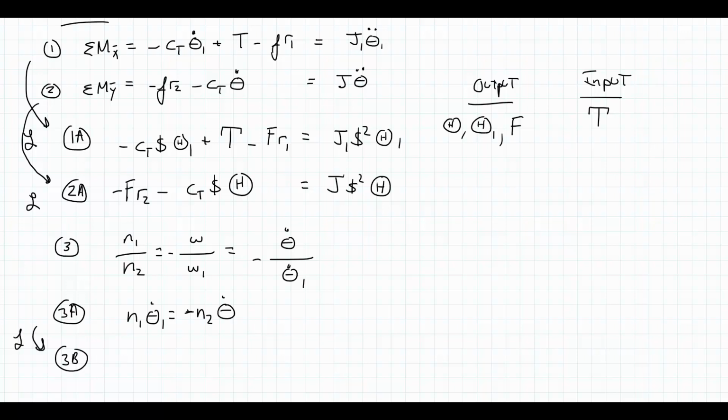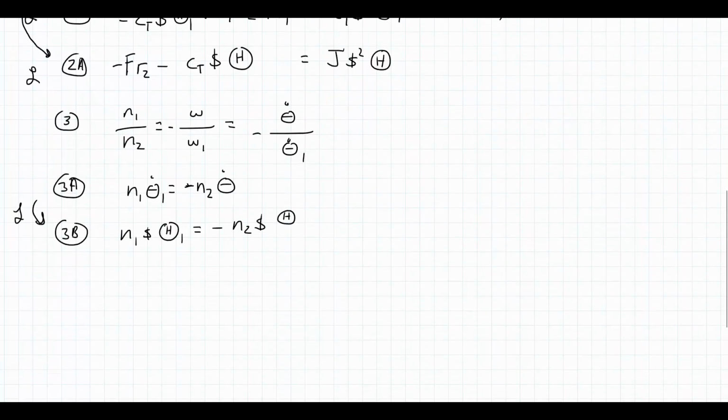So n1 is a constant, so it stays out. I'll have an s, and then theta 1 dot goes to s times theta 1 equals negative n2 s theta. And actually here what I have is an s on this side and the other side. I can actually get rid of that, and I can go even simpler for 3c and just say that n1 theta 1 equals negative n2 times theta.